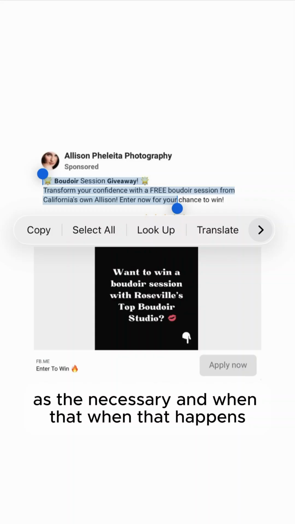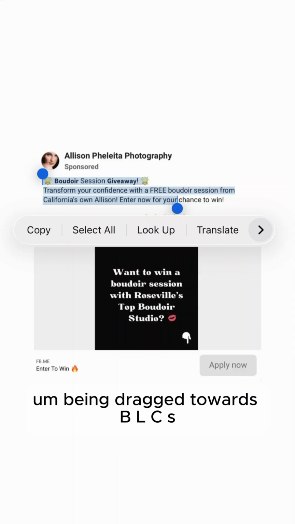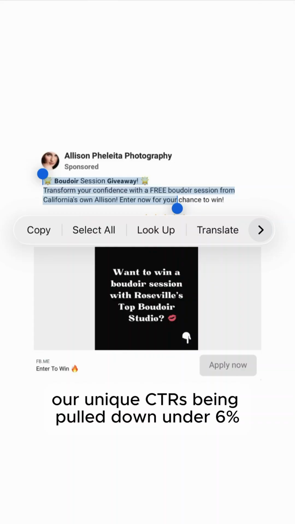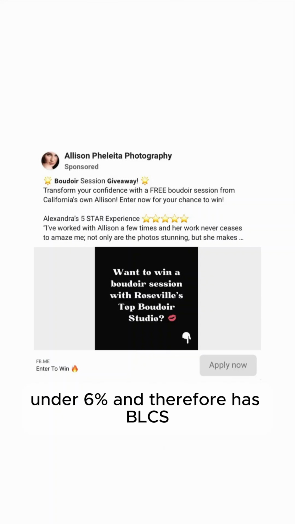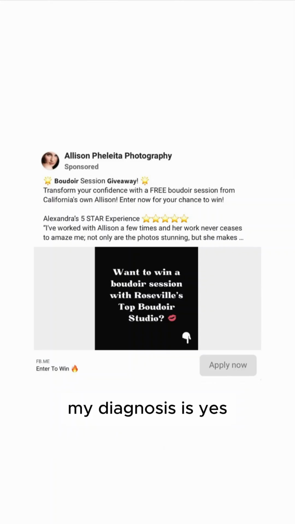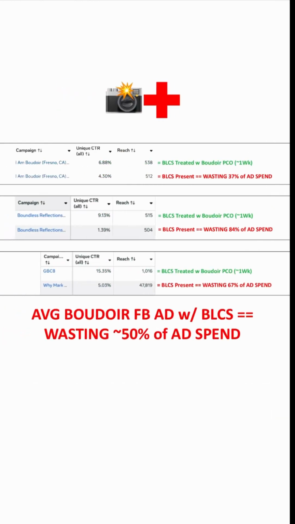And when that happens, we are being dragged towards BLCS, aka boudoir low click syndrome. Our unique CTRL is being pulled down under 6%. So looking at this, do I believe this boudoir Facebook ad has a unique CTRL under 6% and therefore has BLCS, aka boudoir low click syndrome? My diagnosis is yes. I do believe it does have boudoir low click syndrome.